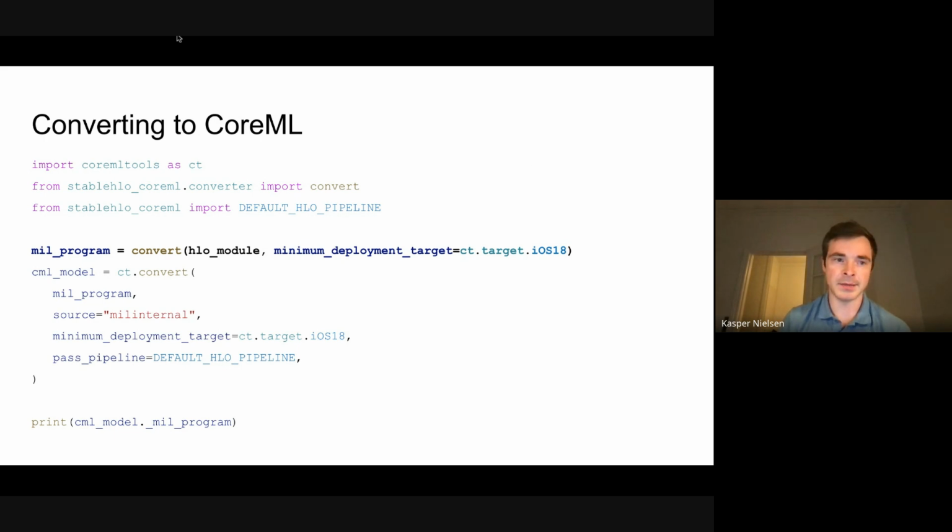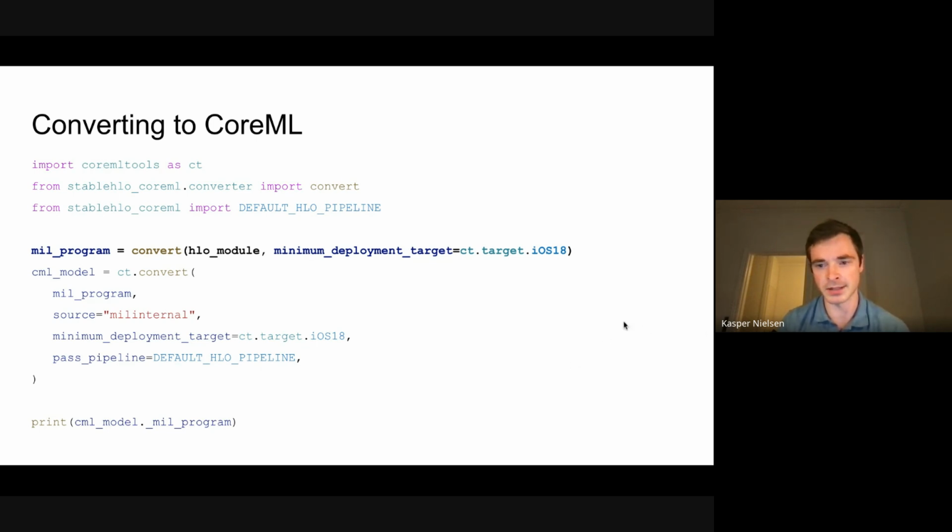And then the next step is to call the ct.convert function, which is a function in the CoreML tools library that will create the actual CoreML model. And once you have that, you can either save it to a file on your disk and import it to Xcode, or as in this case, I just print out the instructions I generate.